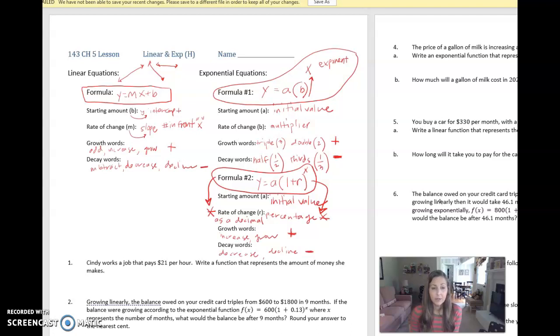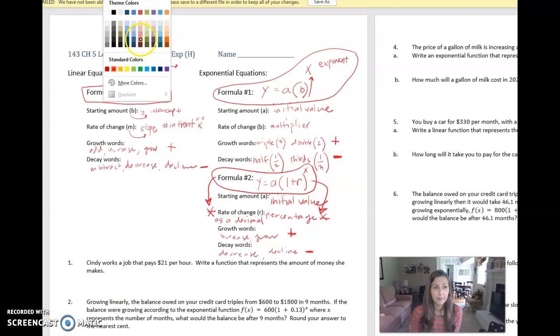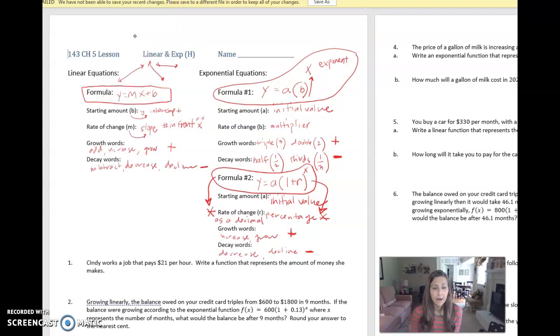Now, this is very, very important. I cannot stress this enough. Let me change colors here. Let's see if I can get my pen to go maybe to blue. All right, if you are given a nope, it's still red. If you are given a percentage, then you're going to use this second formula. That is the only time that you use Formula 2. Only time you use Formula 2 is if you have a percent.